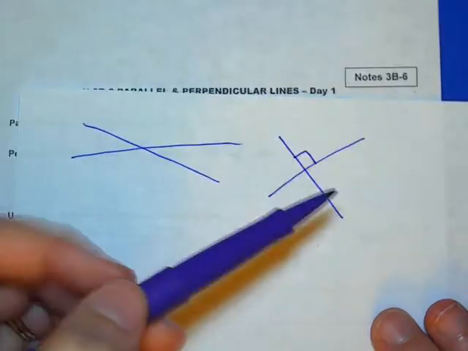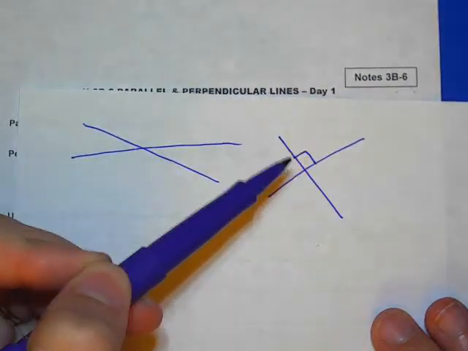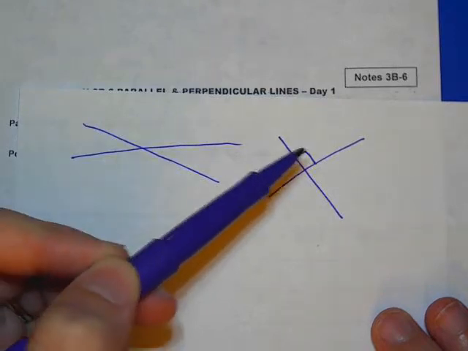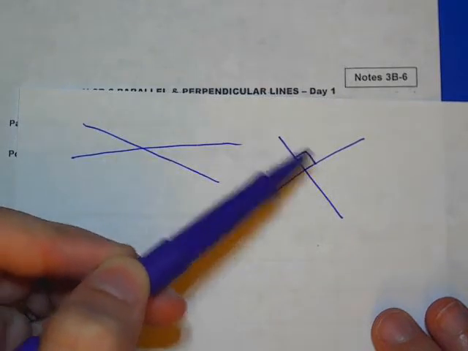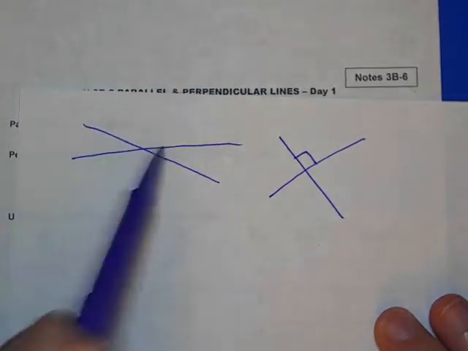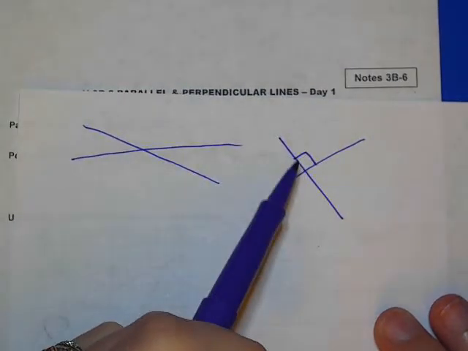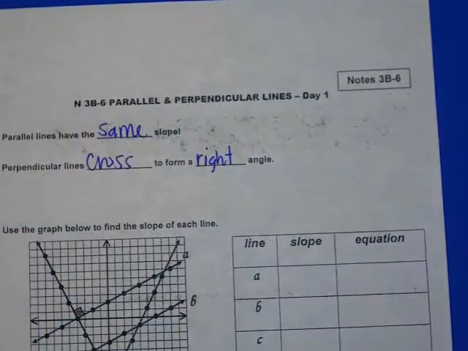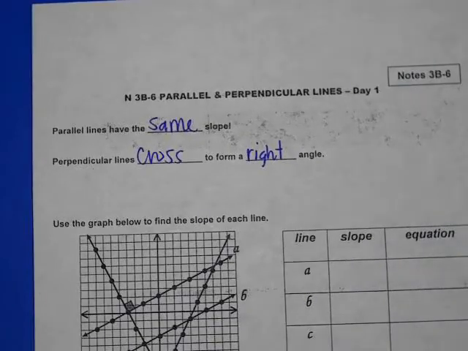So something like this with the box. Everybody see the box? Remember the box? That means 90 degrees. This is not. This is obtuse and acute. This is 90 degrees, to the best of my abilities. Okay, so parallel lines have the same slope, and perpendicular lines cross to form a right angle.